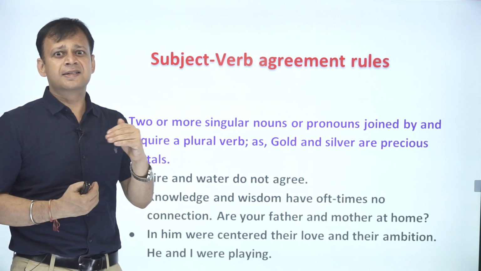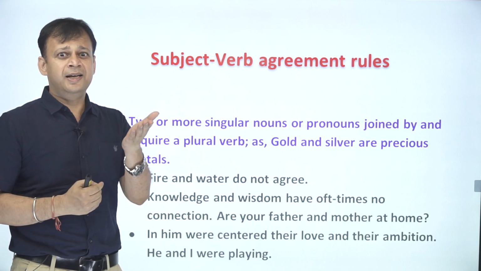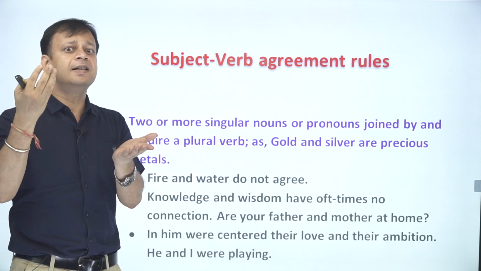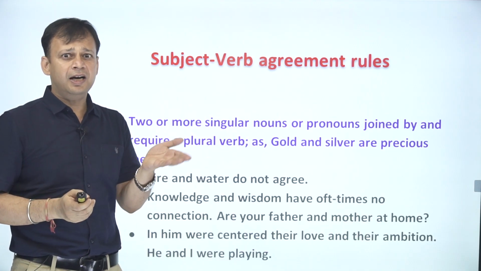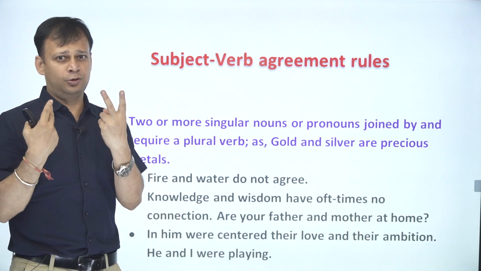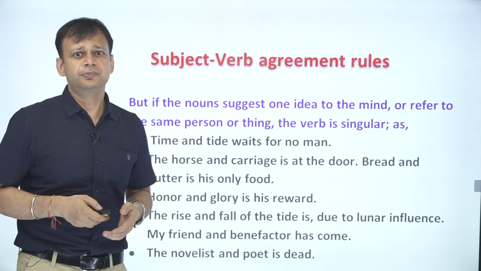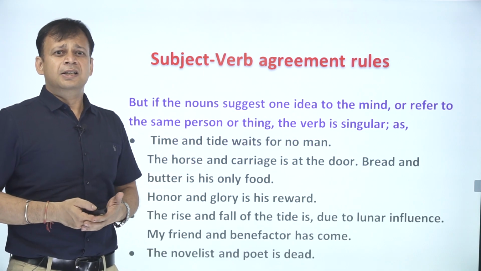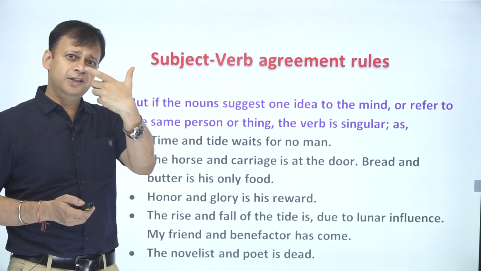In him were centered their love and their ambition. So in him were centered. What were centered? Two things were centered: love and ambition. He and I were playing. So he and I, two subjects, that's why were has been used over there. One more rule, but if the nouns suggest one idea to the mind, so here we have to be very careful.